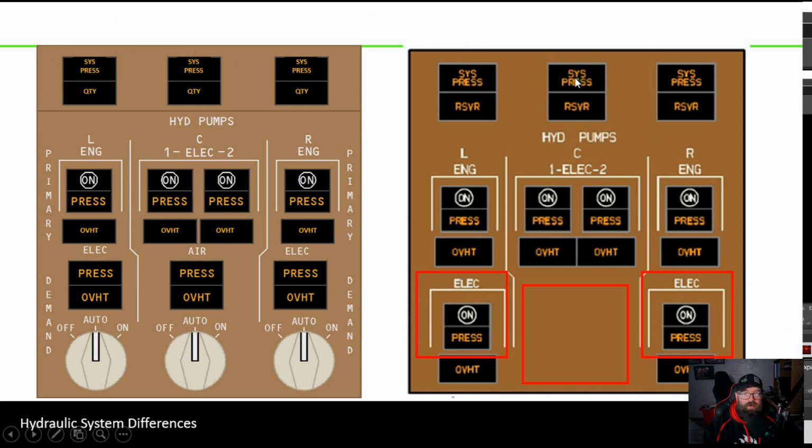So, starting up here, we got system pressure. System pressure lights are the same, means low system pressure. Quantity and reservoir. Quantity and reservoir mean the same thing. It means 50% quantity inside the reservoir. There is a slight caveat to that, though. On the 7.5, the reservoir lights can also come on for low head pressure.